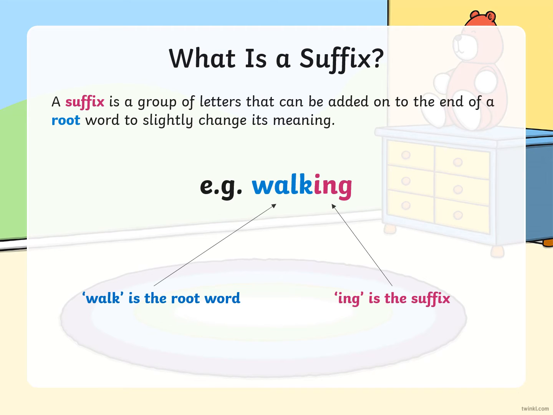So we're going to start off with revising what is a suffix. A suffix is a group of letters that can be added onto the end of a root word to slightly change its meaning. So here we have our root word, which is walk, and we've got the suffix ing adding onto the end of it. So now walk turns into the word walking.